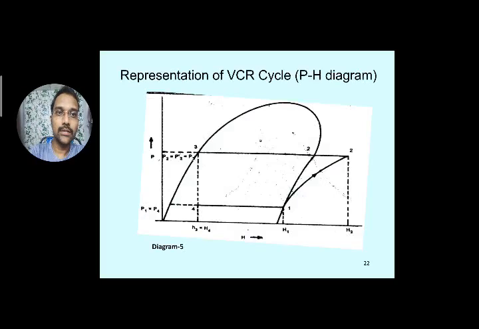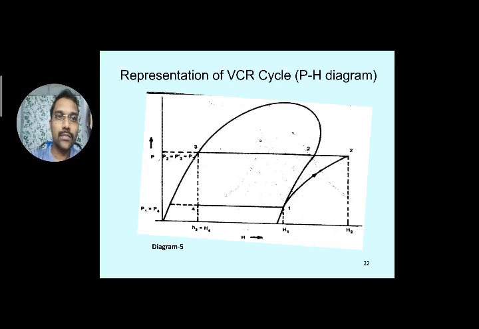We'll see it. Okay, next the pH diagram. Here the 1 to 2 process is the compression process, where the pressure is increasing, and 2 to 3 is a constant pressure process. We will discuss it clearly one by one. This is how the diagram is drawn: 1 to 2, 2 to 3, 3 to 4, and 4 to 1. As we have seen, 3 to 4 is an isenthalpic process, so constant enthalpy process, H3 to H4.